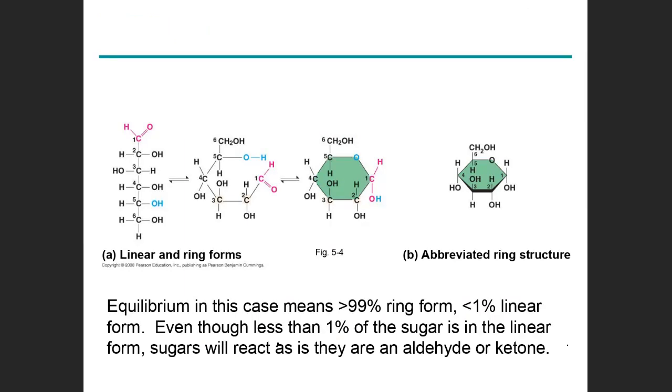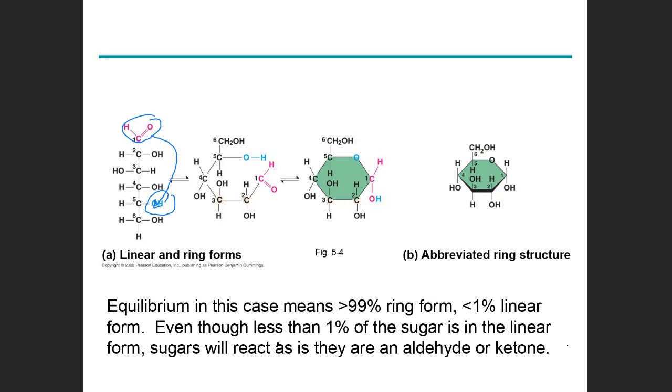So the linear structure can bond to itself. We can see here where we have our carbonyl group, right, the carbon here, and it can loop around and form a chemical bond here, which creates the ring structure of the sugar. So the monosaccharides can exist as either a linear structure or a ring structure. Most of the time, these sugars exist as a ring structure.